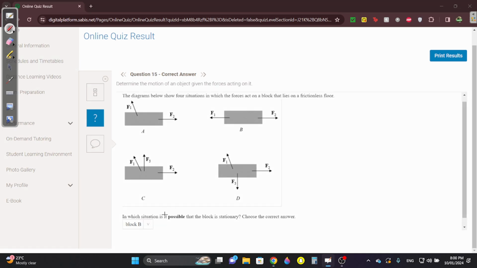In which situation is it possible that the block is stationary? Stationary means, like the previous question, the net force is 0. So where is the net force 0? Surely it's not this one, not this one, not this one. Obviously it's this one. The arrows and the lines are equal in length. Okay, they cancel out, the left and the right.